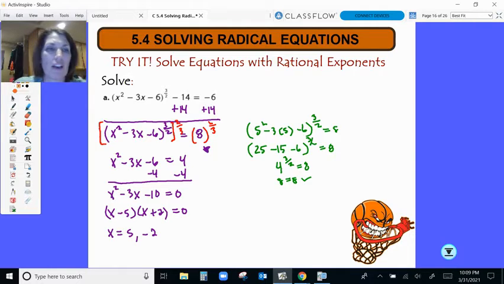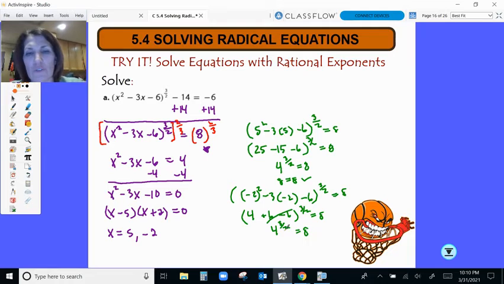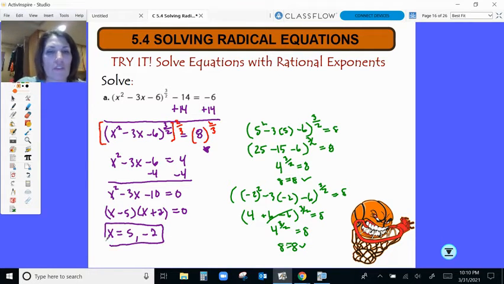So that one's good. Okay, let's try negative 2. So negative 2 squared minus 3 times negative 2 minus 6, and all of that is to the 3/2 equals 8. So this will be 4 plus 6, and then minus 6, all to the 3/2 equals 8. Those go away, right? So just 4 to the 3/2 equals 8. So the square root of 4 is 2, and 2 cubed again is 8. So 8 equals 8 is good. So both of those again are solutions, and we're good to go.